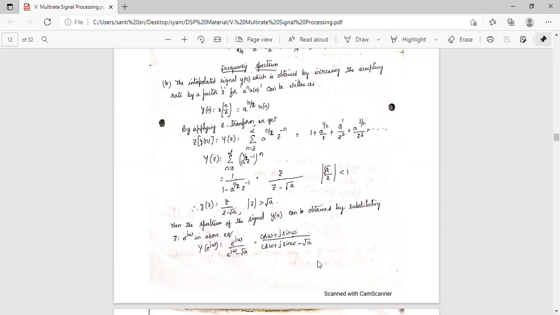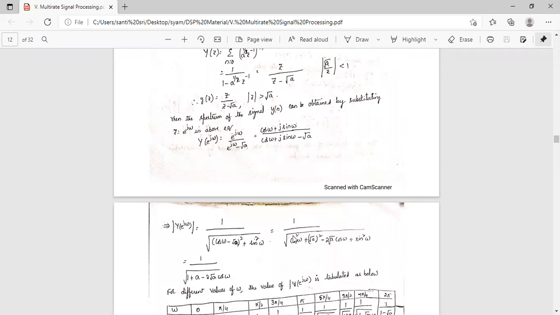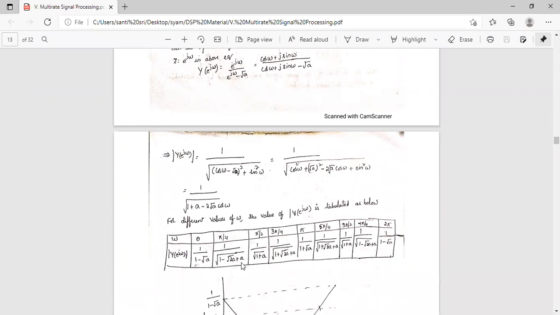So here also we are separating real and imaginary terms, so that |Y(e^jω)| is equal to the square root of cos²ω plus sin²ω, that is 1 by the square root of (cos ω minus root a) whole square plus sin²ω, right? So it is (a minus b) whole square, a² plus b² minus 2ab, plus sin²ω. So it will become 1 by the square root of 1 plus a minus 2 root a into cos ω.